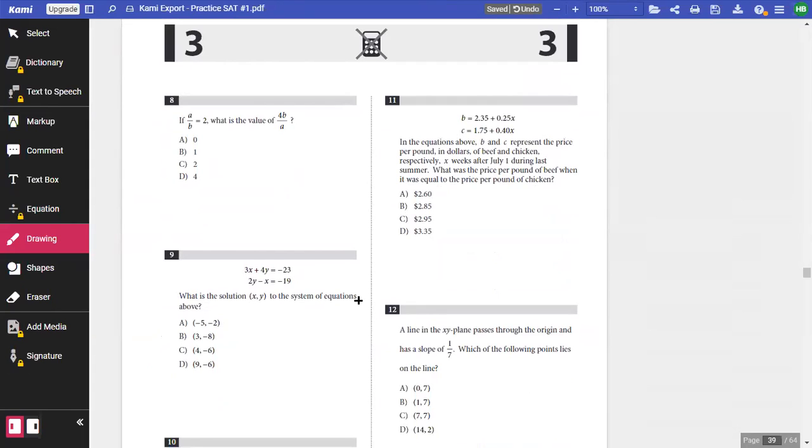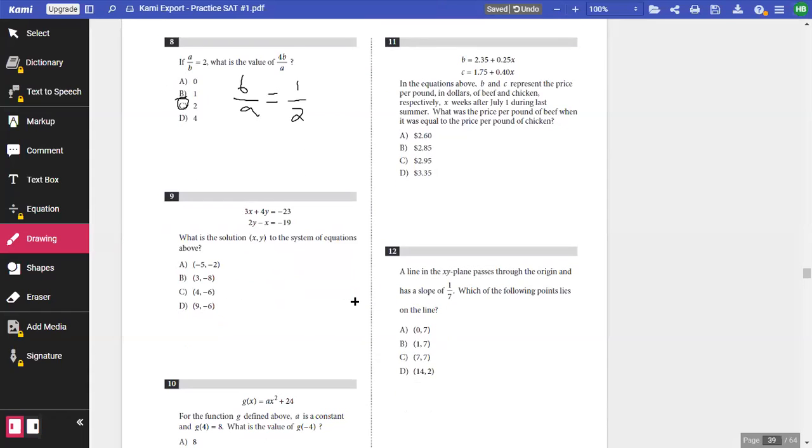Then for number 8, they want 4b over a. Well, b over a would be the reciprocal of 2, which is 1/2, and then multiply 1/2 by 4. That gives us 2. And then for number 9, we're solving a system. So let's go ahead and order it.